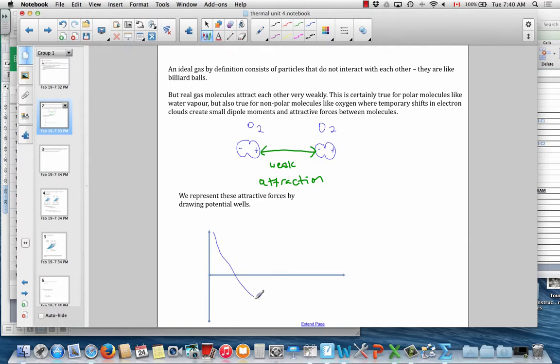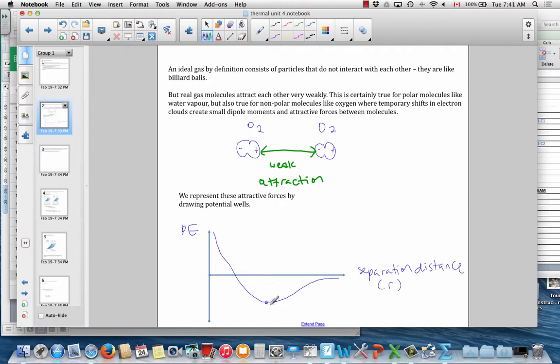So this is just a graph of potential energy versus separation distance. And this graph will be important when we discuss refrigeration and the Joule-Thomson effect. So we'll come back and draw that a little later. But you can see that when the molecules are here, they're pretty happy. That is the minimum potential energy.